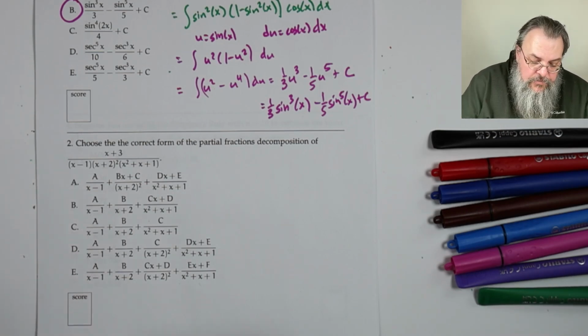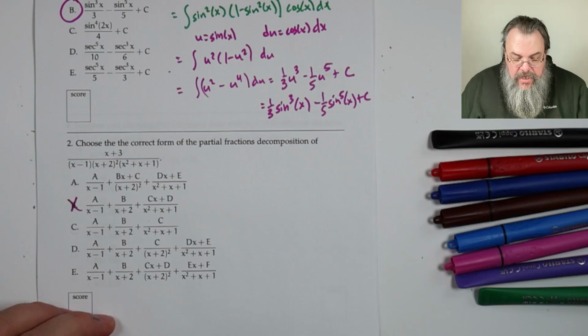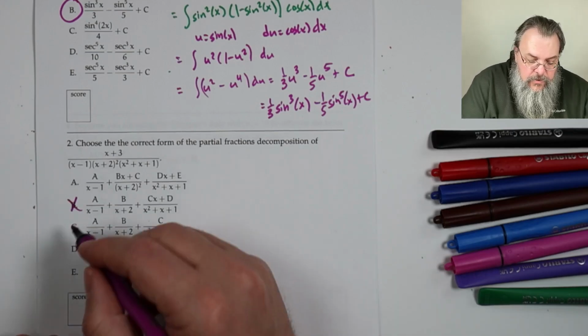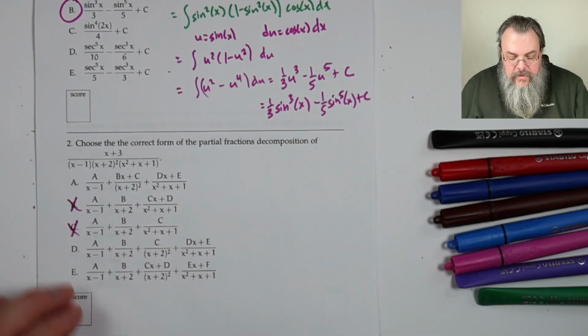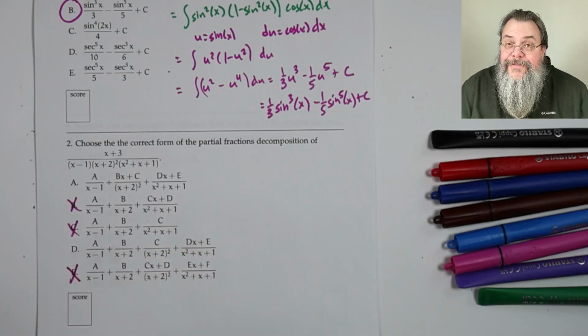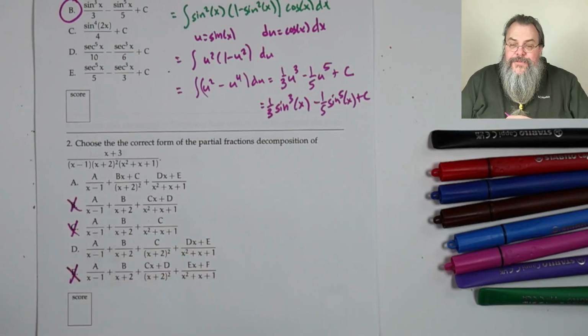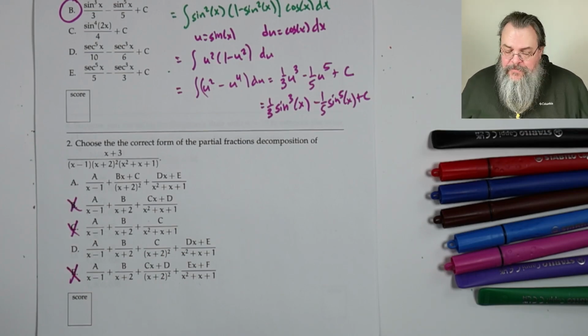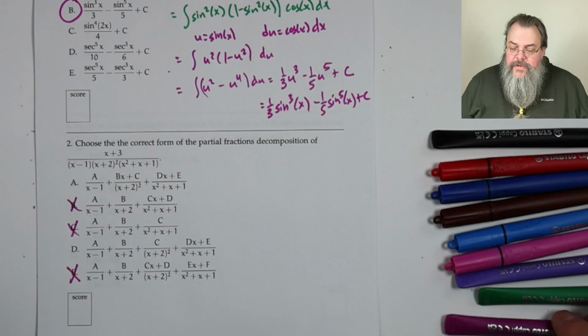B, nope, not enough. Can't be B. C, nope, only has A through C. D, okay, possible. E, A through F. Nope, can't work. So it's none of those. All right, so we've already reduced it down to a 50-50 chance. And now we say, okay, well, what is it?